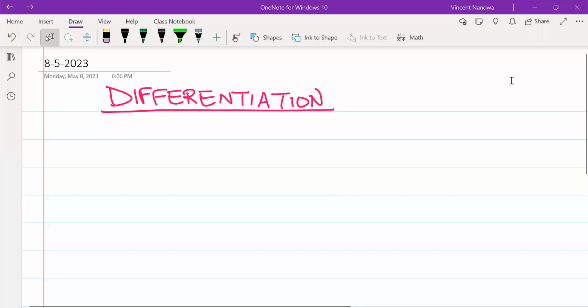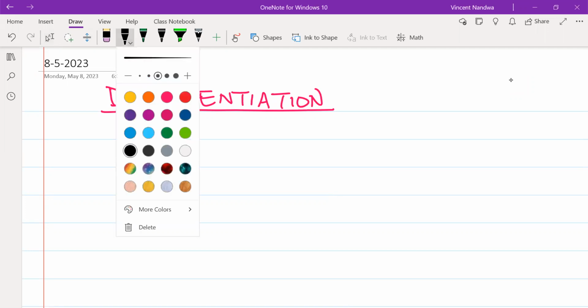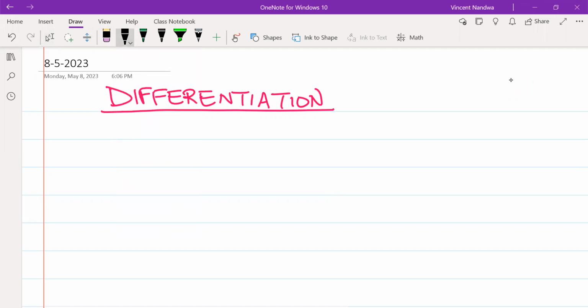So welcome back. We are going to introduce the concept of differentiation, first by defining a derivative, and then using the definition of a derivative to carry out differentiation. So, derivative definition.